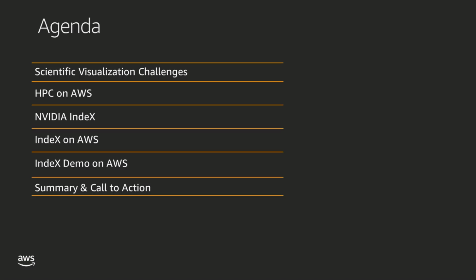Our agenda would be as follows. I will first talk about some of the common challenges users face with scientific visualization today. Then I will cover briefly the HPC infrastructure and services on AWS. Dragos will then talk about the NVIDIA Index technology for scalable visualization. Then I will cover the Index architecture and deployment solution on AWS. We will then show a demo of Index running on AWS and close with a summary and call to action.